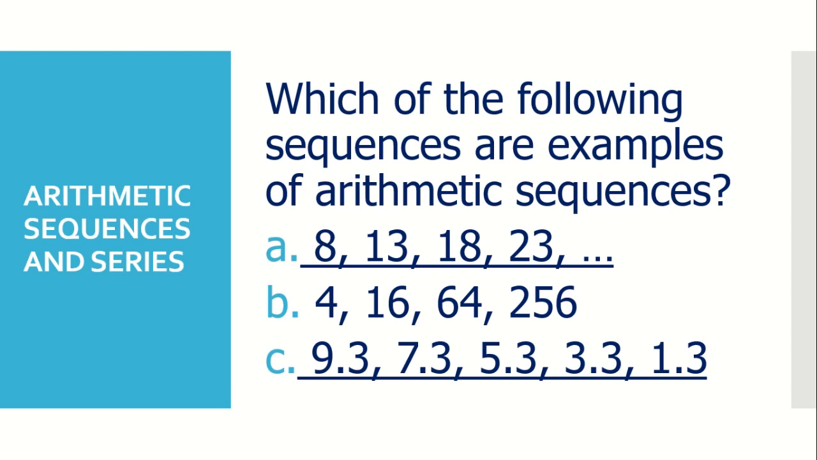On the other hand, letter B is not an arithmetic sequence. Why? Because they do not have the same difference. As we subtract 16 by 4, that would give us 12. And 64 minus 16 is equal to 48. And 256 minus 64 is equal to 192.